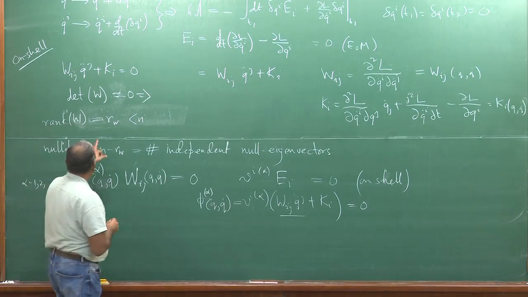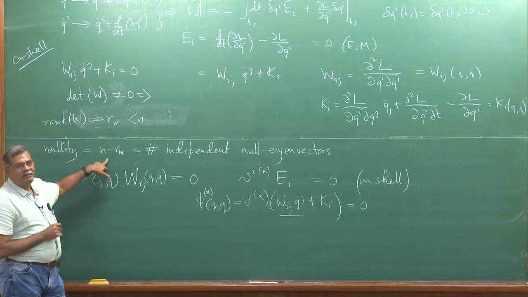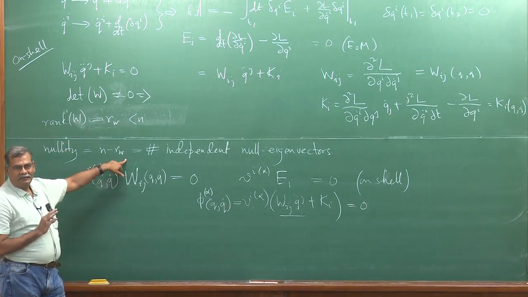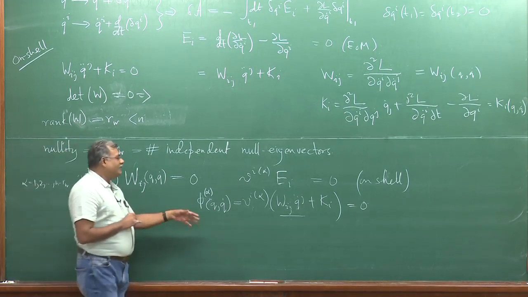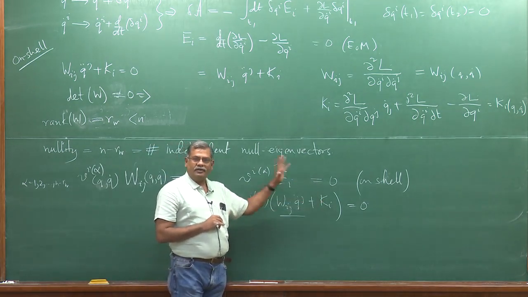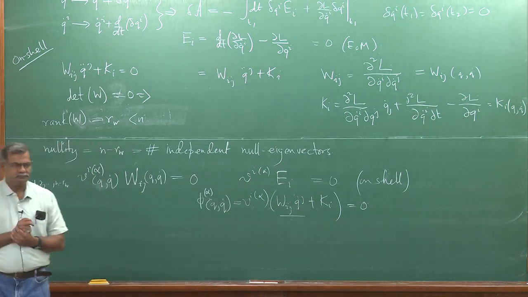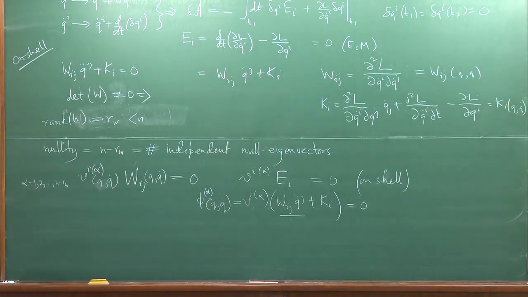And because if you have a rank R_W, then you have this many independent null eigenvectors. So, in principle, you could have this many independent functions, each of which would contract to 0, which gives you 0. Yeah. The inverse is also true, right? Given there is a relation between q and q dot.